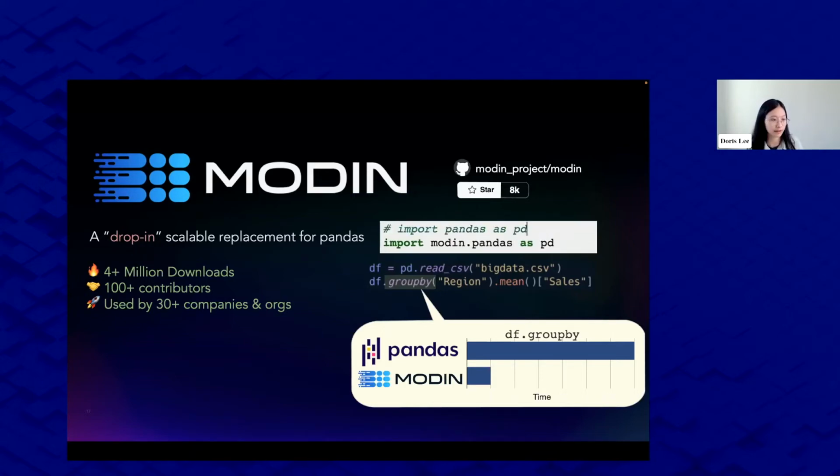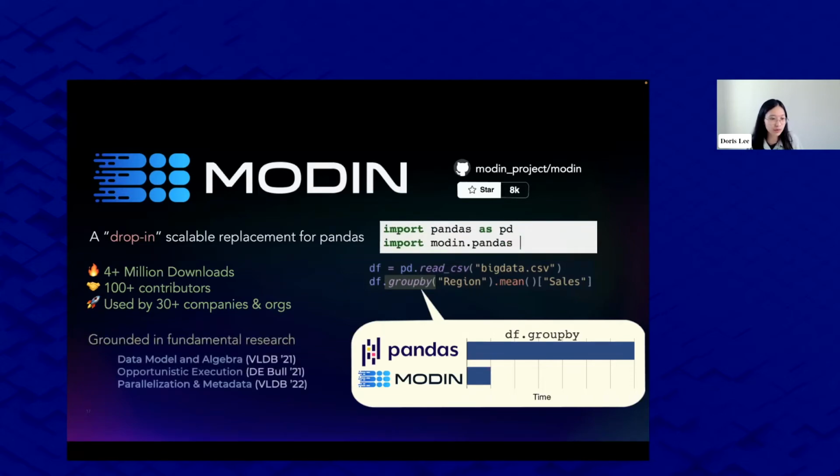And it's used by more than 10% of Fortune 100 companies. It has over 4 million downloads and over 8,000 GitHub stars. And we were able to achieve this level of scalability for Pandas, really building on the fundamental research that we did at UC Berkeley on adapting databases and distributed computing techniques to Pandas.